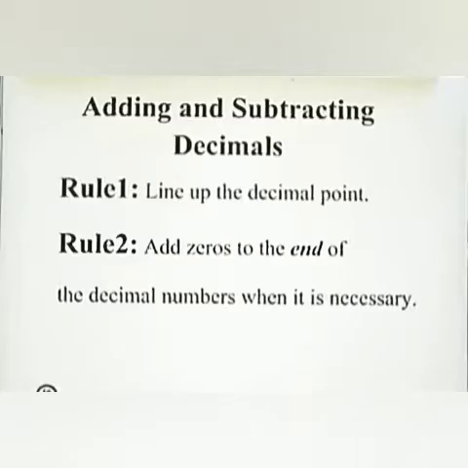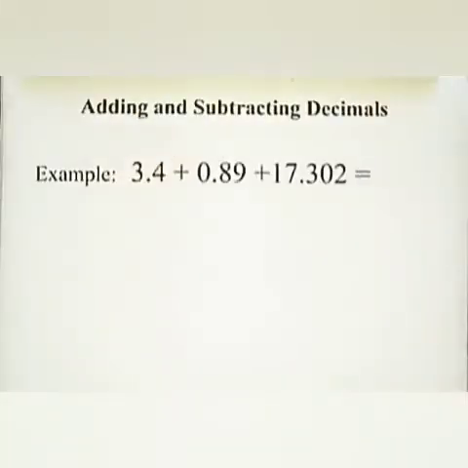We have two rules to follow. Rule 1, line up the decimal point. Rule 2, add the zeros to the end of the decimal numbers when it is necessary. Let's look at some examples.